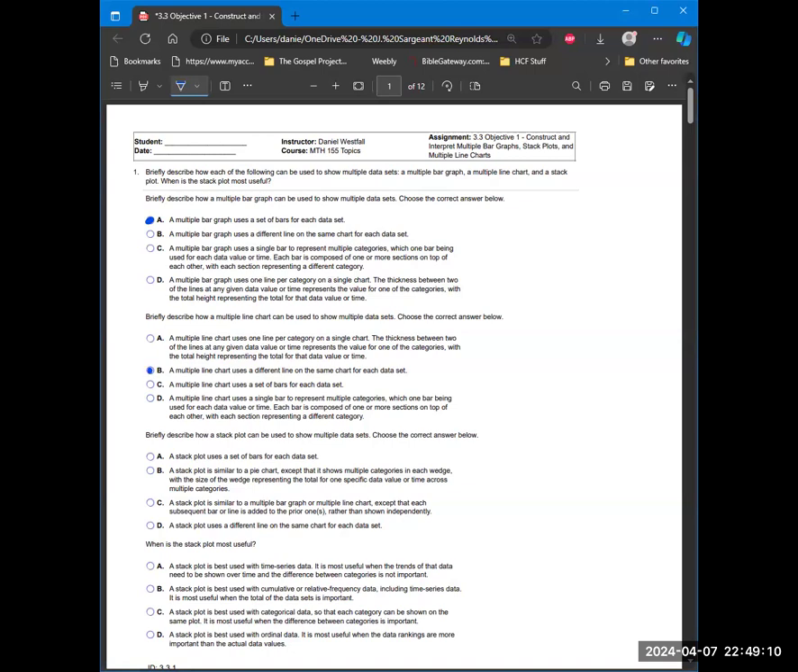And then briefly describe how a stack plot can be used to show multiple data sets. Choose the correct answer below. A stack plot is similar to a multiple bar graph or multiple line chart, except that each subsequent bar or line is added to the prior ones rather than shown independently. So that's C.